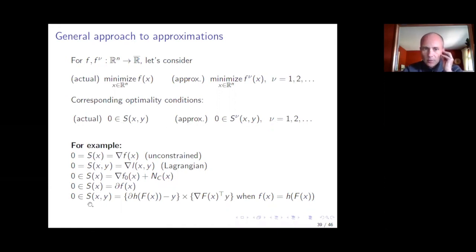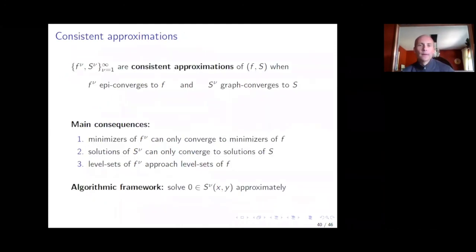And here are some examples, and we have alluded to some of them earlier. So suppose I have this type of approximation. What can justify that? Well, this is what I call consistent approximation. If the functions epi-converge and the set-valued mappings representing optimality conditions graph-converge, then we have really justified our approximation scheme, and we can use it as an algorithmic foundation and solve the approximations instead of the actual problem.